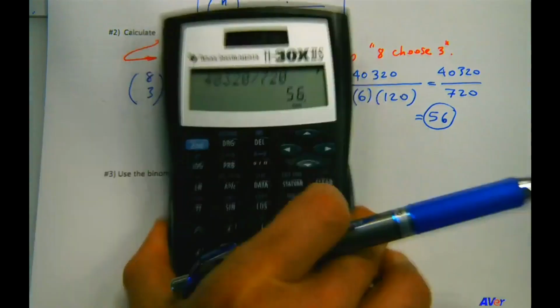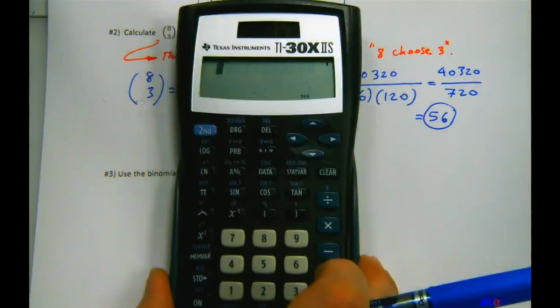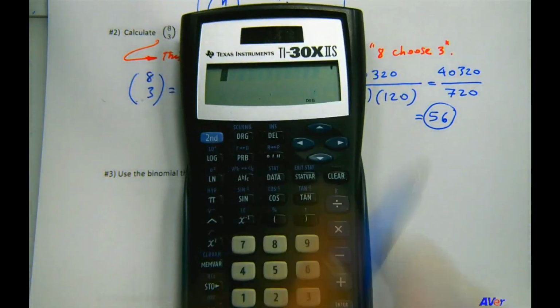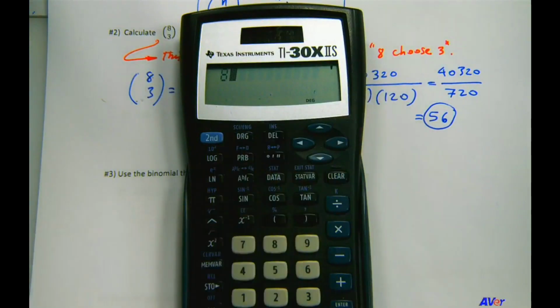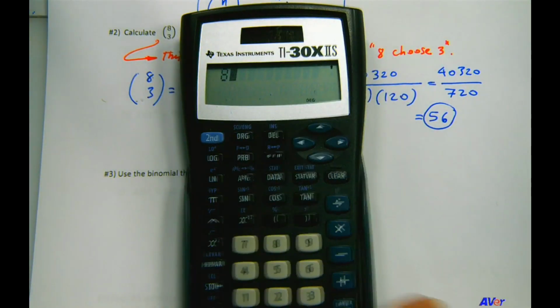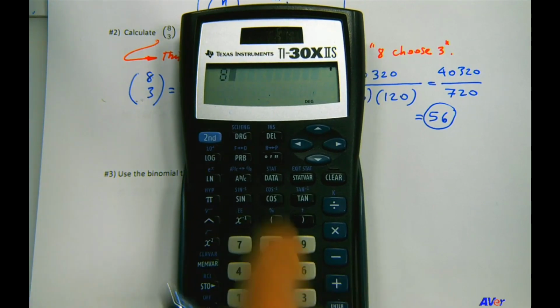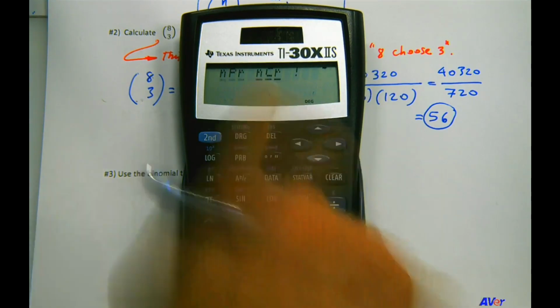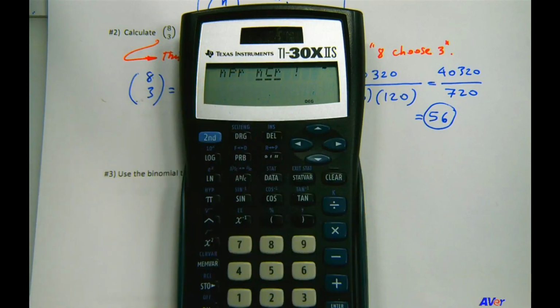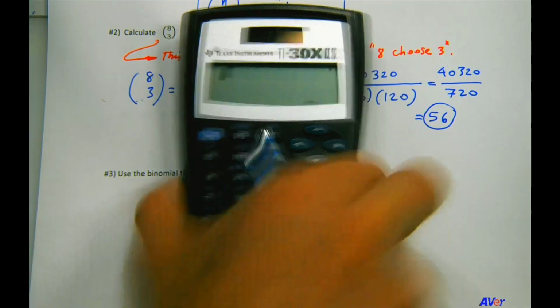So let's see if we get that result from our calculator. So we have 8, right? Like that. And then PRB, then let's use the appropriate function. 8 choose 3. 56. Okay? Wasn't that easy? It's pretty easy, right? Okay.